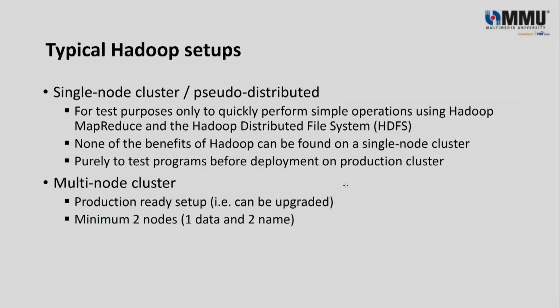So, typical Hadoop setups. You can have a single node cluster, but this is only for testing. For production, you don't get any benefit from using a single node, because on a single node you are not able to store large amounts of data. You are not able to process the data in parallel. Typically, we would go for a multi-node cluster, so minimum 2 nodes, 1 data node and 1 name node.